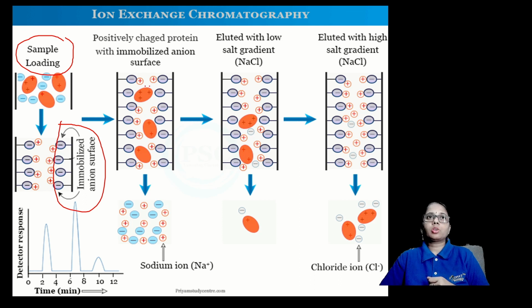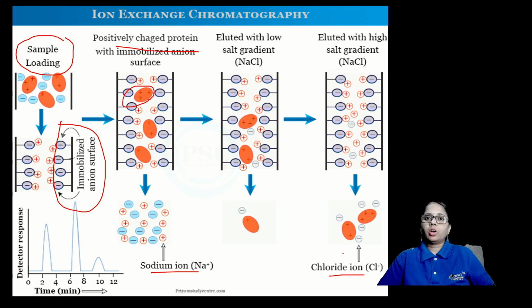Okay, focus on this orange color, these ions are not bound to the resin. Afterwards they are going to increase the buffer ratio. So here, if you observe the positively charged protein with the immobilized anion surface, it is going to be like this. It is going to elute the other particles. Thereby you observe the negative ions and positive ions, okay, for example sodium chloride, sodium ions and chloride ions, and how these are going to be separated out.